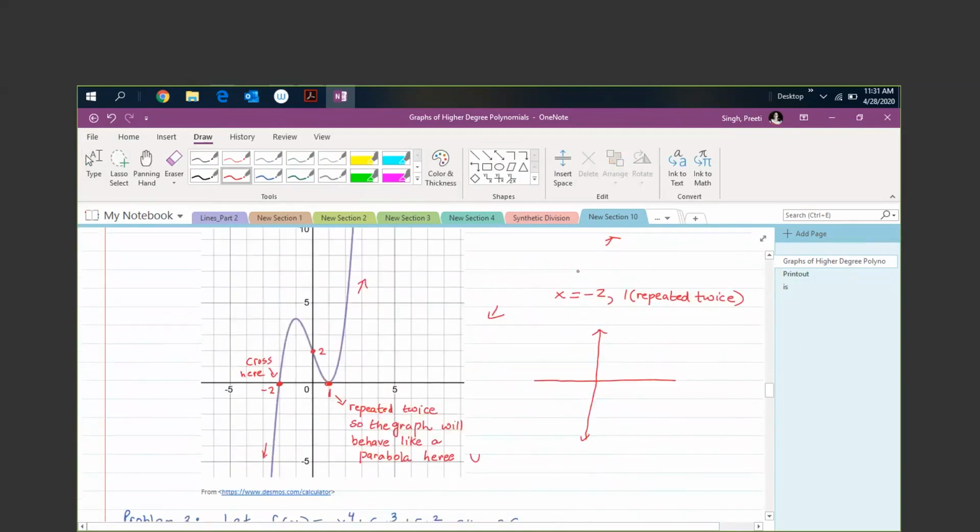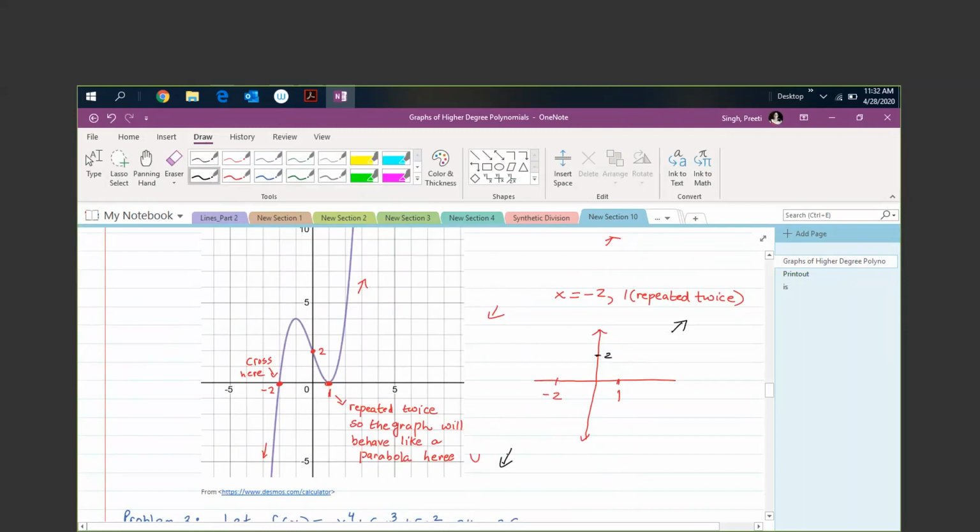Now to graph it, I will be first graphing -2. For example, this is my -2 and this is my 1. Those are my two x-intercepts. This is my cubic polynomial. So end behavior is definitely like this, right? And my y-intercept is somewhere here, is my 2. It's going to cross here.